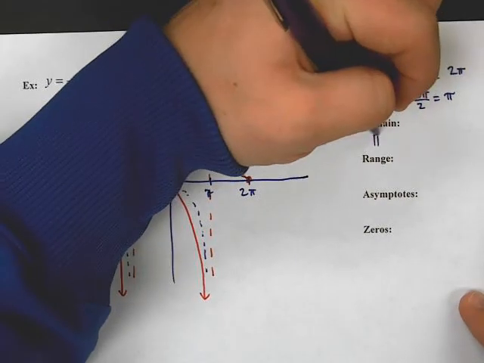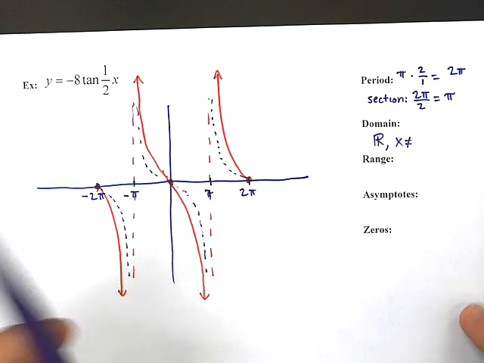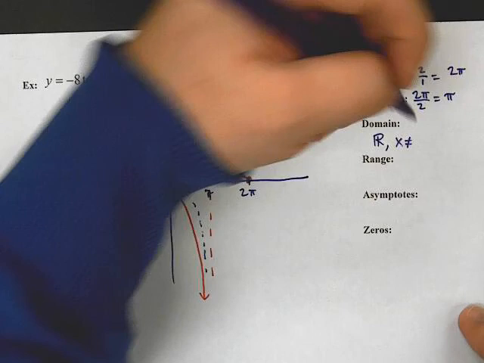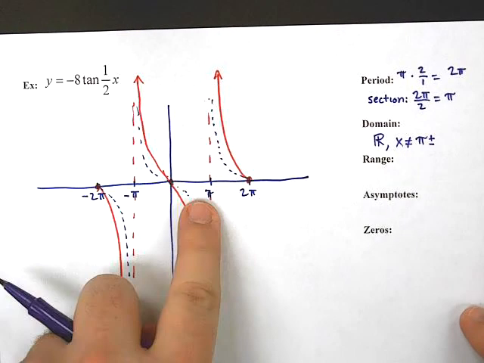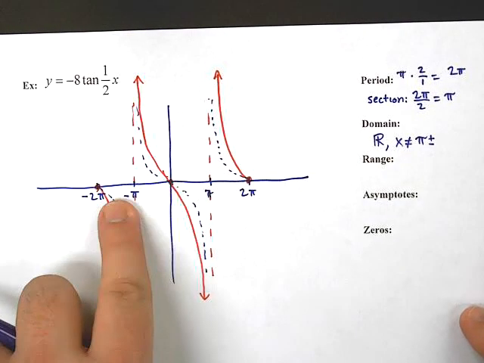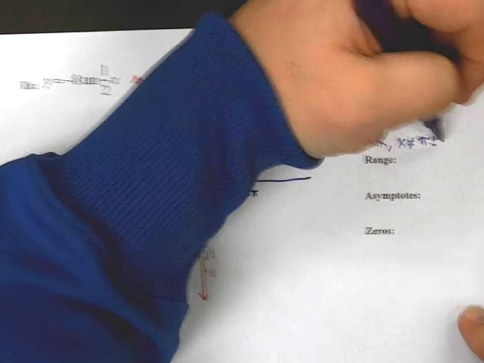We say all real numbers, but x cannot equal those asymptotes. So our first asymptote was at pi, and it's 2 sections to the next one. So pi to negative pi. Well, just move the 2 sections over. 2 pi.